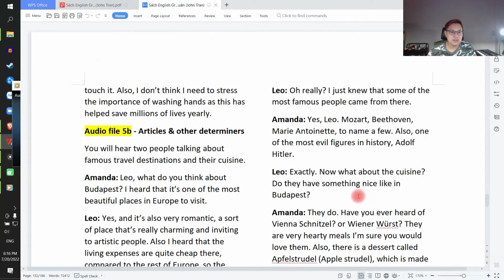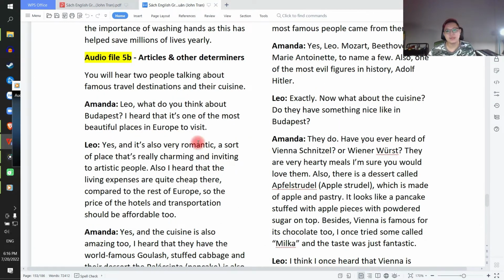There you go. This is the file. Okay, so here is the audio file. Let's read it. I'll read it and you need to repeat after me for practicing pronunciation.